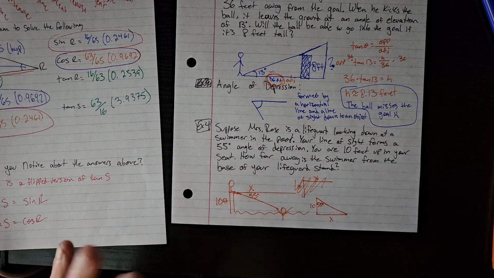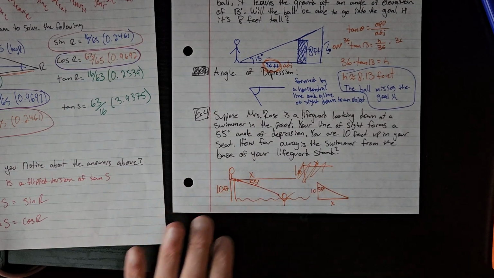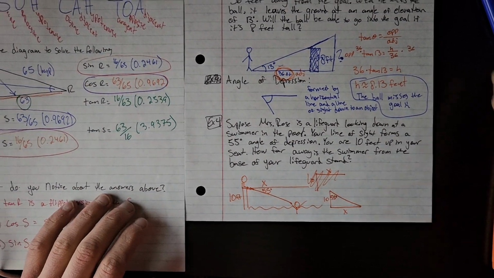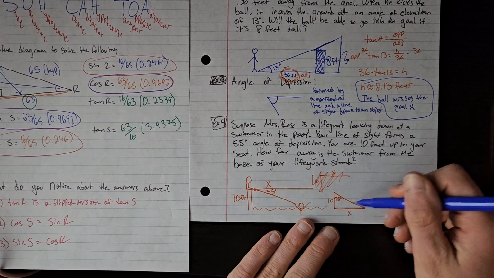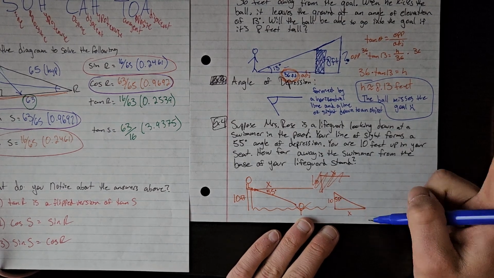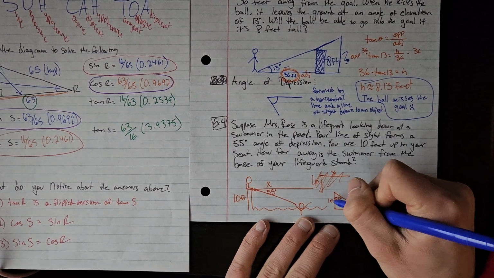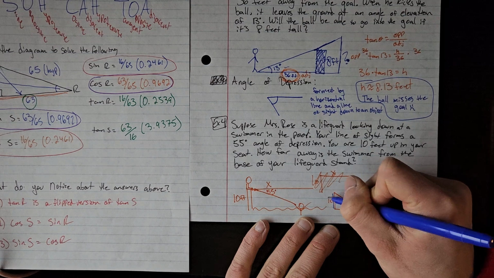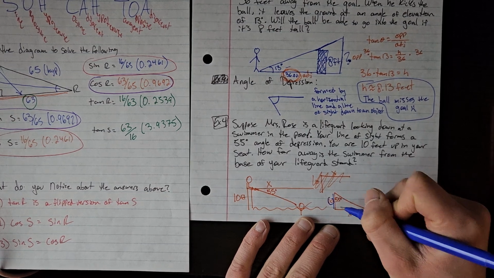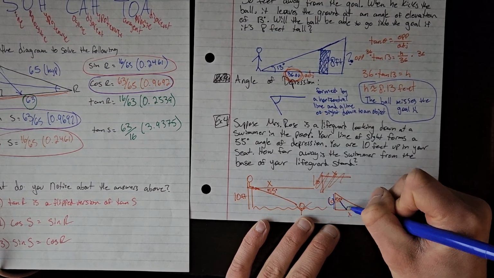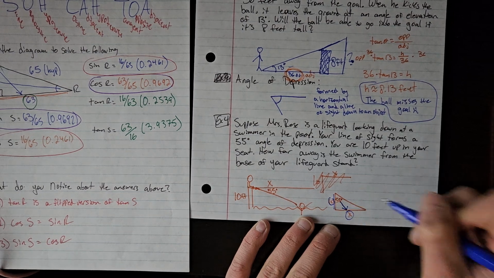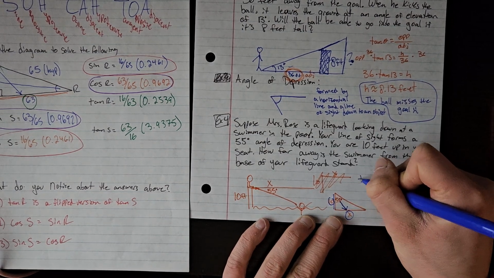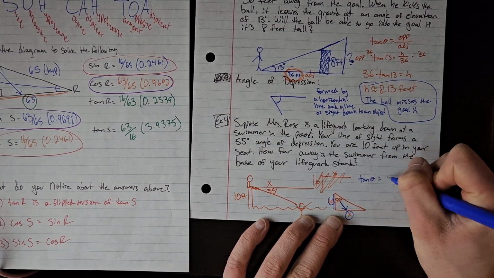Funny enough, we're given kind of the same basis as what we just worked with. I don't have a hypotenuse, but I do have an adjacent side length, because 10 is right next to this 55, and this X is the opposite side length to 55. So that means I'm working with tangent again.